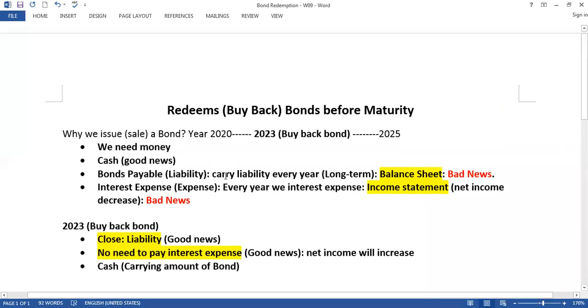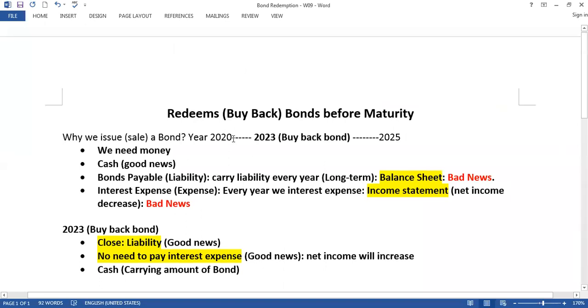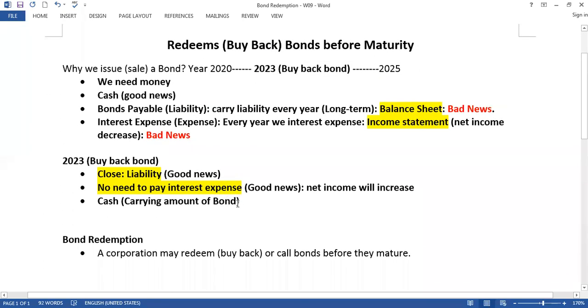Why carrying value? Because today, 2020, is the present value, right? If it is today's value, and 5 years later we have another value, right? So every year carrying value is different. Carrying value may be higher, carrying value may be lower. Anyway, we are going to pay cash as the carrying value amount, something like this.